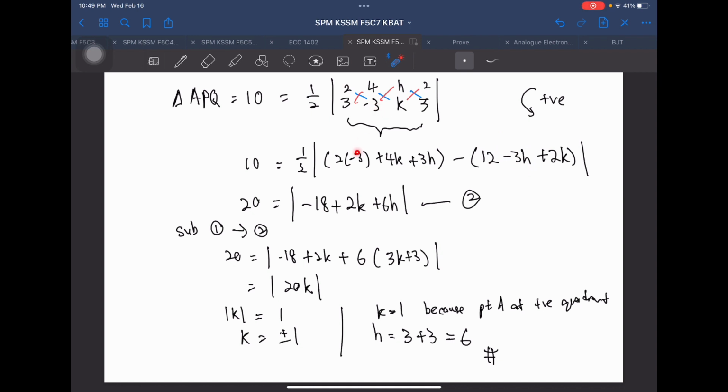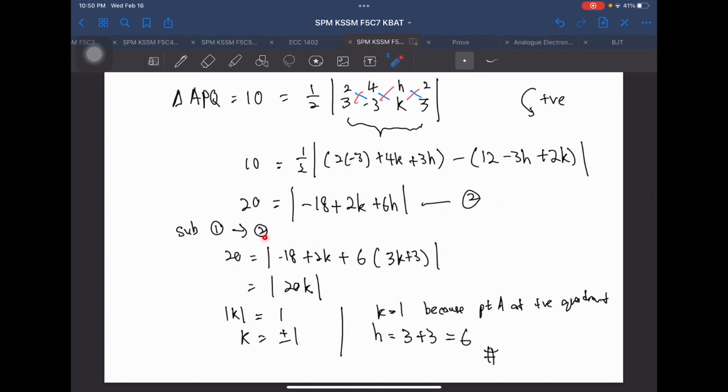2 times negative 3, 4k, 3h. 3 times 4, 12, minus 3h, 2k, 2k. So you simplify everything inside the absolute value, you get the second equation, and then this 2, you move it to the left hand side, you get 20. Now you have the first equation and the second equation.